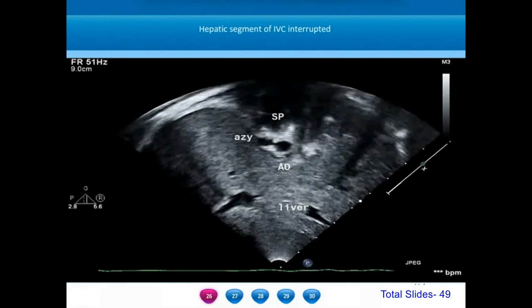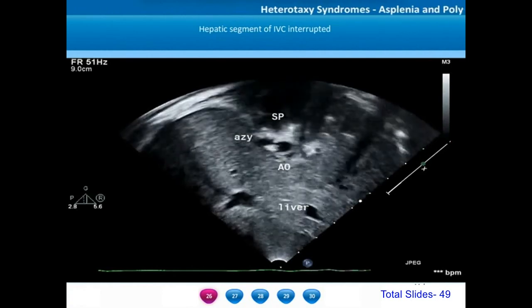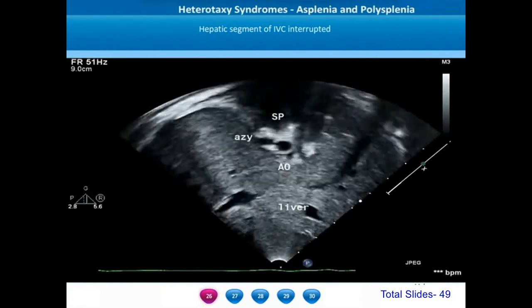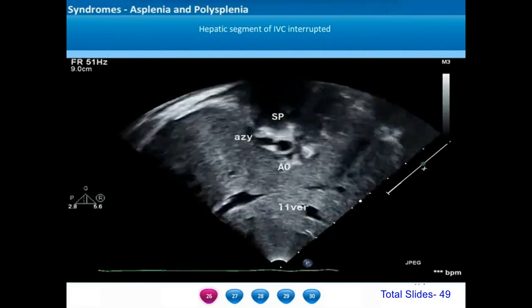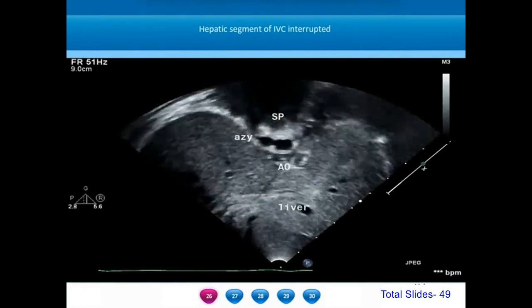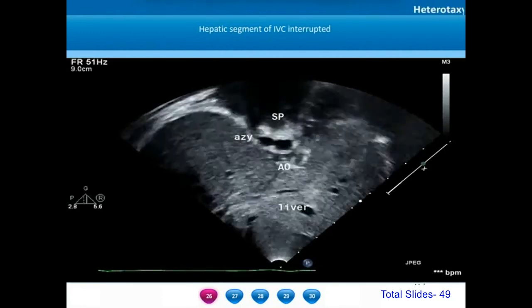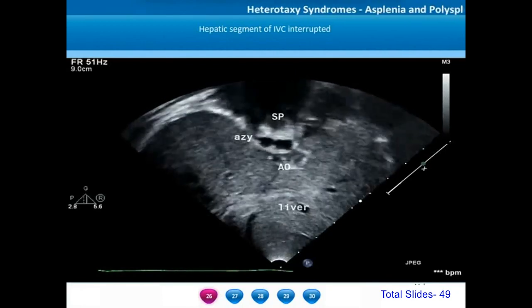Liver in the midline is the common feature of both asplenia and polysplenia syndrome. On the subxiphoid view, inferior vena cava should always be anterior to the abdominal aorta. However, if the venous channel is seen posterior to the abdominal aorta, it's an indicator that the inferior vena cava is interrupted and the IVC in the infrahepatic region is continuing as azygos vein.